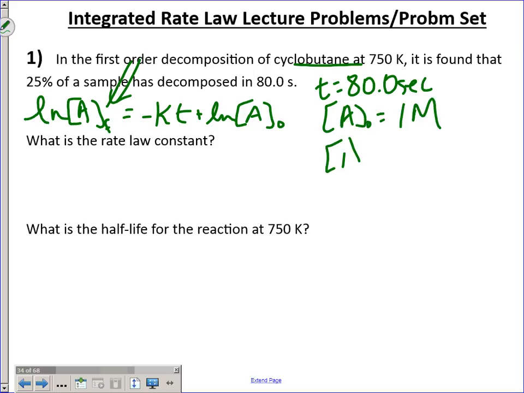So then A final is what? 0.75, because 25% decomposed, right? So a quarter of it decomposed, leaving us with 0.75 remaining as final. Then you can solve for k. Sometimes they give you enough data to plug into your equation, sometimes they give you data to plug into a calculator. Go ahead and solve for k. Write out your work. You guys need some sample problems to look at before you move on. I have about 15 minutes before I do two more.